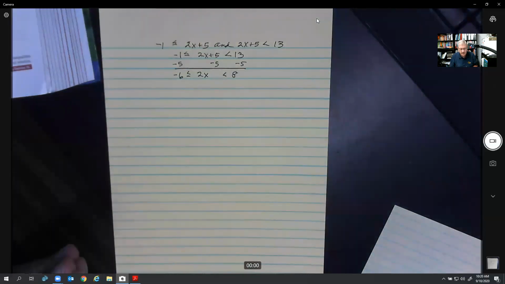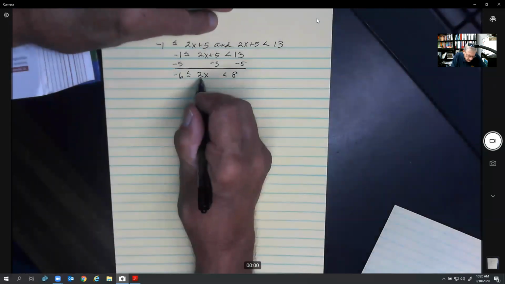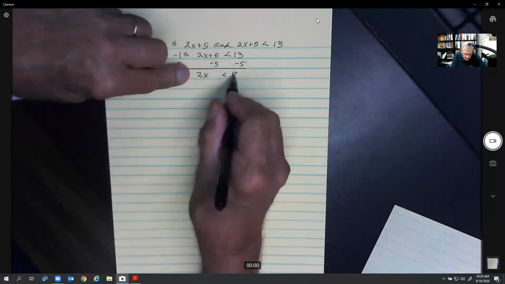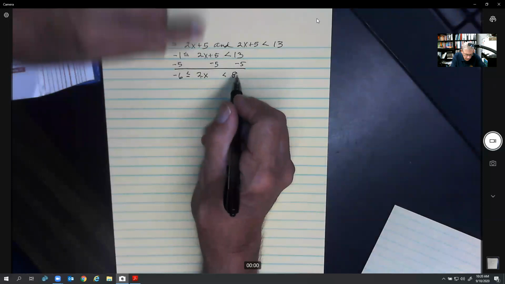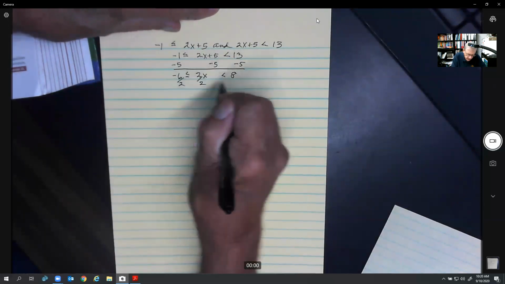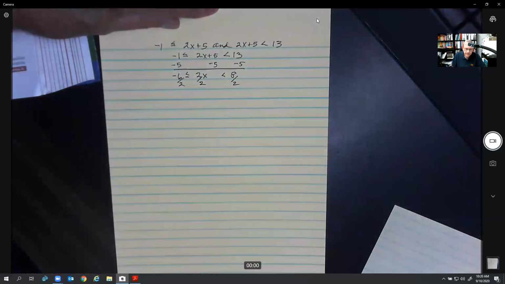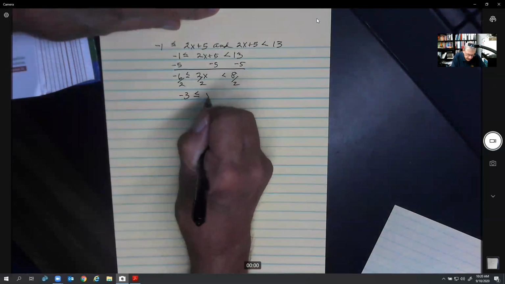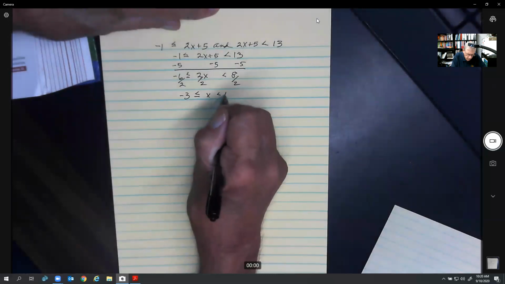What we're trying to do is get the x all by itself. Now, to get rid of this 2, we're going to divide. If this was 2x is less than 8, we would just divide by 2. So we're going to divide everything by 2. I'm going to put a little slanted line to show division. So negative 3 is less than or equal to x is less than 4.